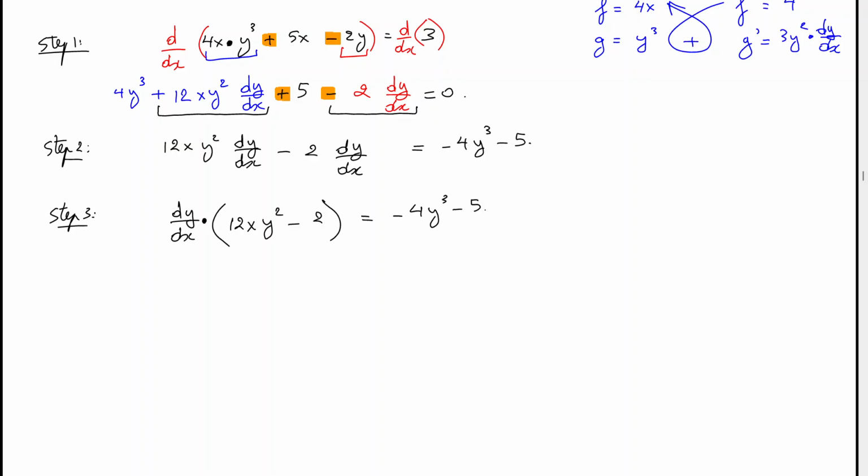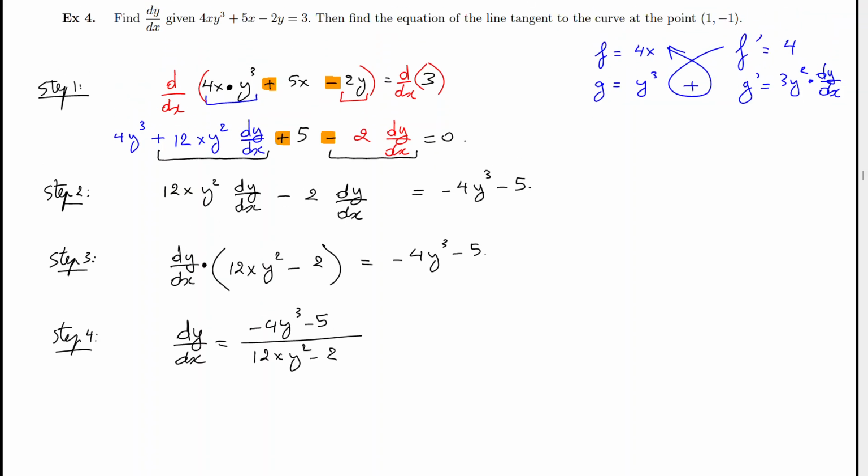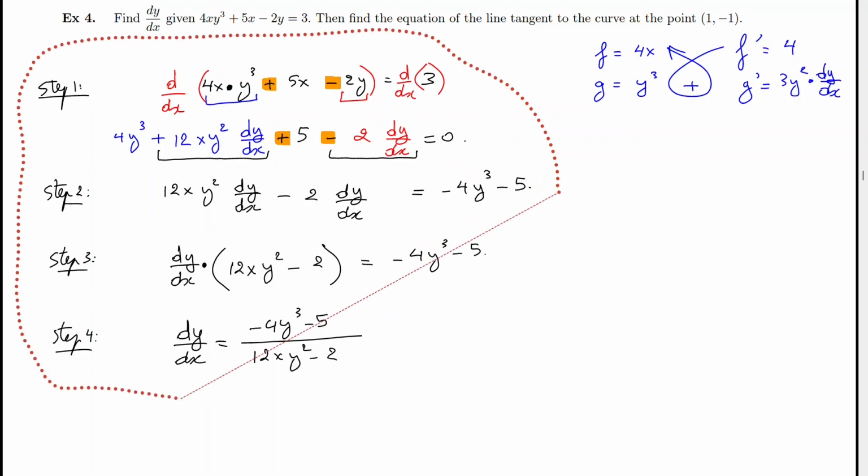And the last thing we're going to do is write down step number 4, where we will finally get the dy over dx to be alone, by dividing by the parentheses. So I need to get rid of the parentheses, and I see that it's being multiplied by the dy over dx, so I do the opposite of multiplication, which is division. So my numerator is going to be negative 4y cubed minus 5, and I'm going to divide by 12xy squared minus 2.